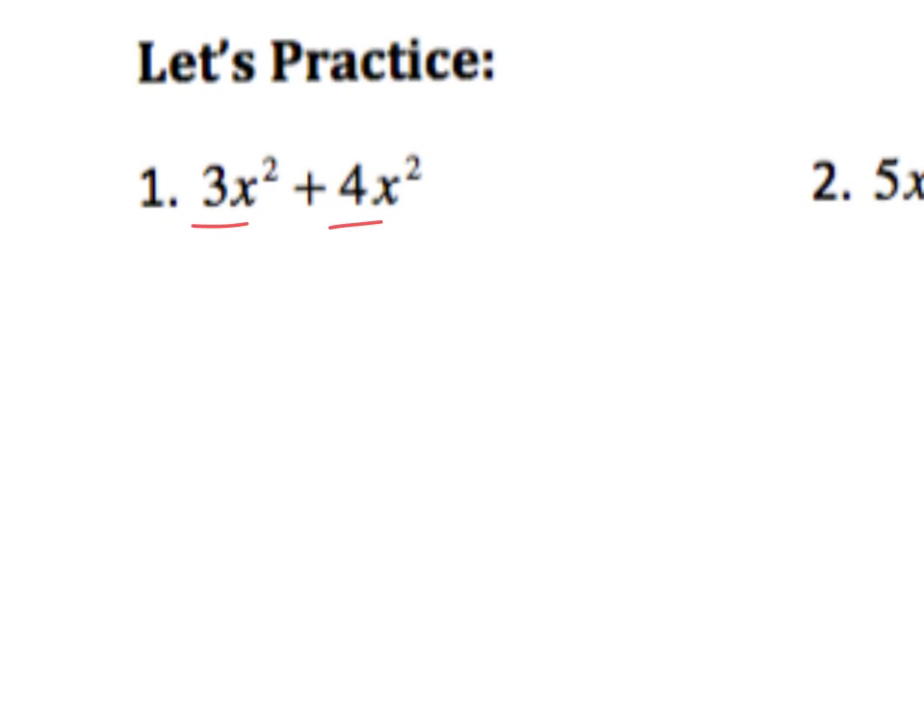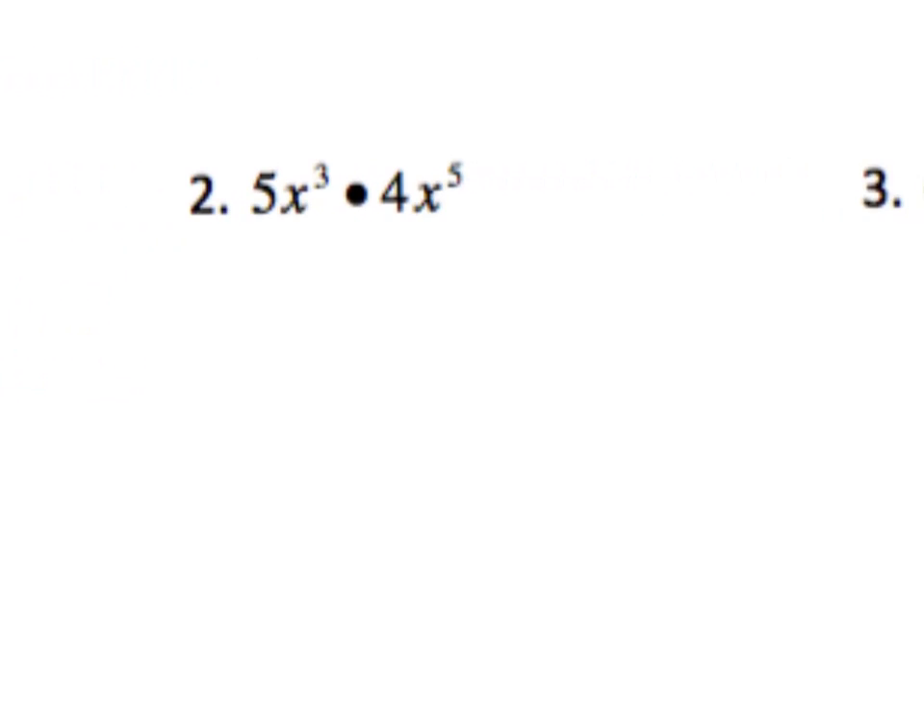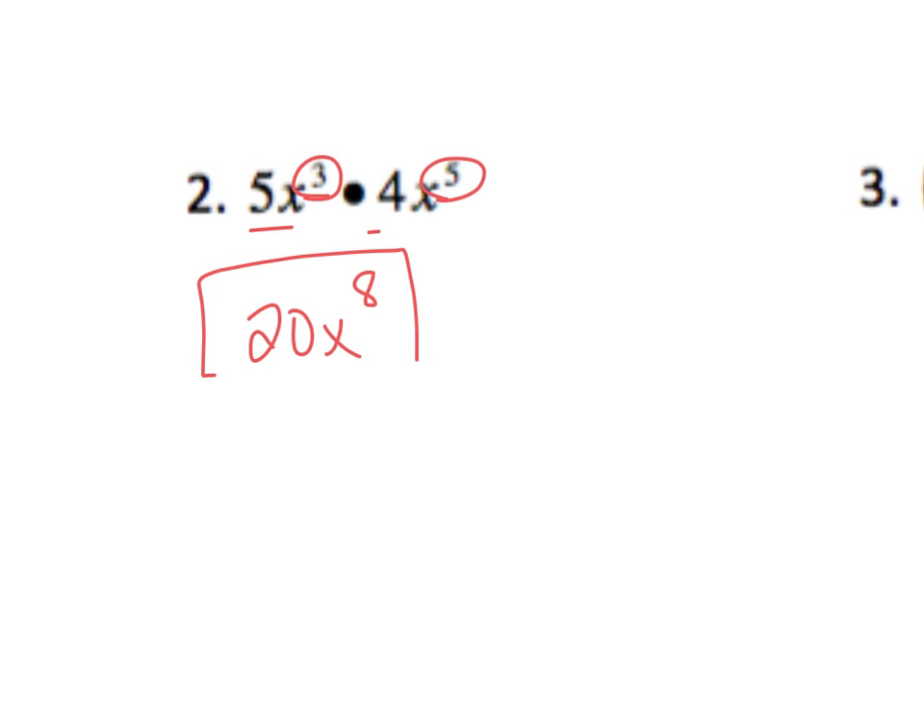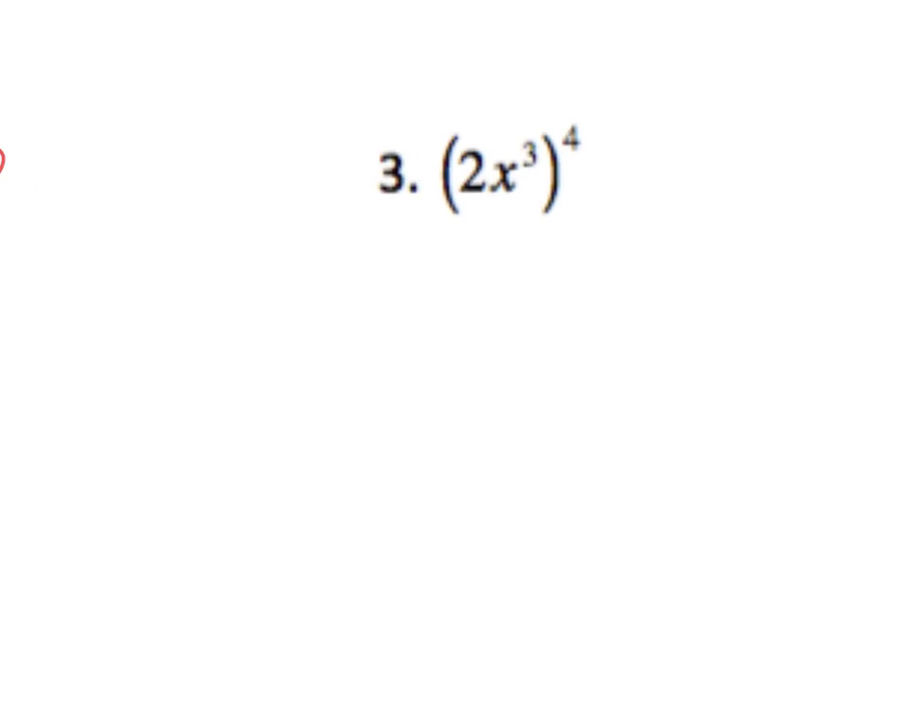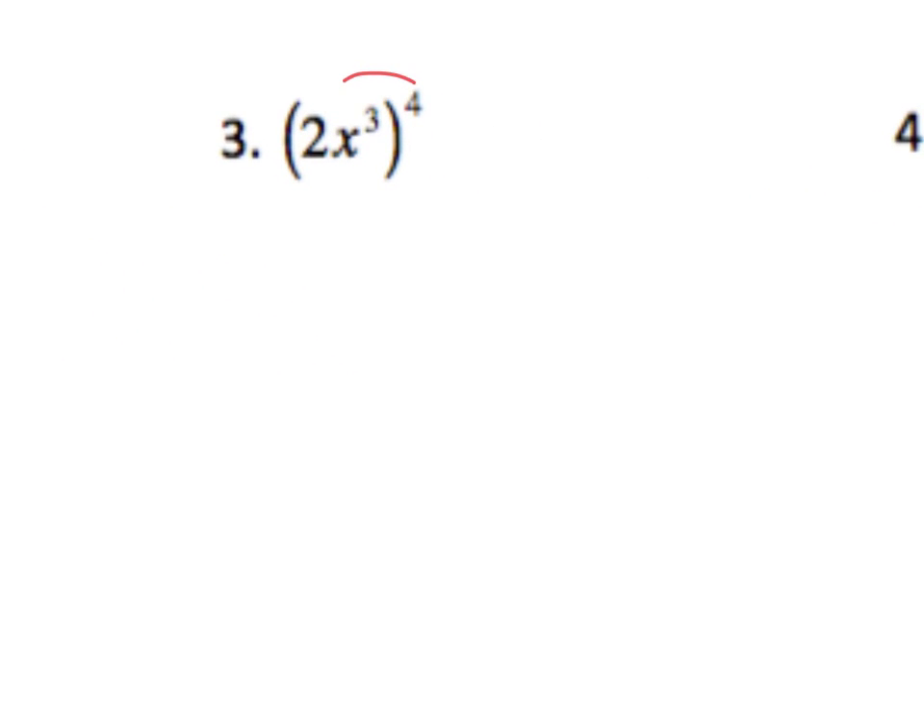So we're just combining like terms here, so this is going to be 7x to the 2nd. Exponents don't change when you add, only multiply. Number 2, you got 5 and 4, that makes 20, and you're going to add your exponents, so you're going to get 8. With this one, you got to distribute that 4. Remember, it's not 2 times 4, it's not 8, it's 2 to the 4th. So 2 times 2 times 2 times 2, which is 16, x to the 12th.